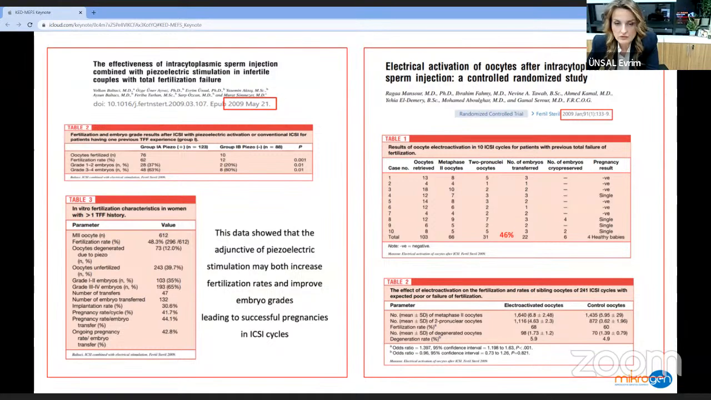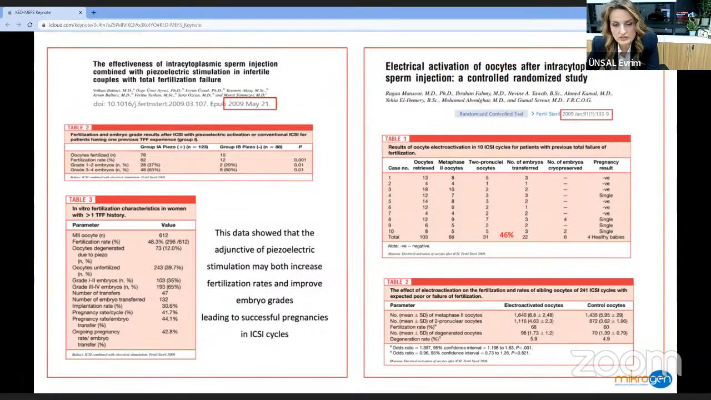In the same year, a study by Mansour and his colleagues was published in Fertility and Sterility. The aim of the study was to estimate the value of the electrical activation of oocytes in patients with previously failed or limited fertilization after ICSI, as well as in patients with the possibility of failed fertilization as a result of teratozoospermia. They performed electroactivation of oocytes after ICSI for 10 TFF patients. They also used piezo stimulation for 241 ICSI cycles for infertile couples with severe oligoasthenoteratospermia or azoospermia and abnormal sperm morphology or totally motile sperms.